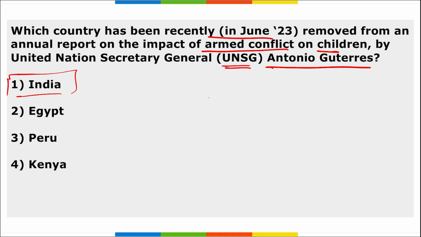for India. Correct? India has been included in this report since 2010, and here countries like Nigeria, Pakistan, Philippines, Cameroon, Lake Chad Basin, they were also the part of this report that stated because of the armed conflict, there has been huge impact, mental and social impact on the children. And recently in 2023, India has been removed from this list. Correct? A big achievement for India.